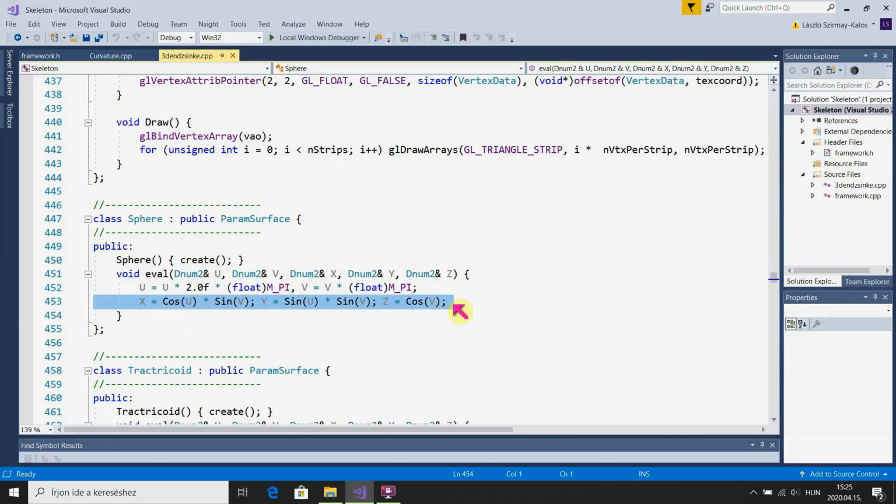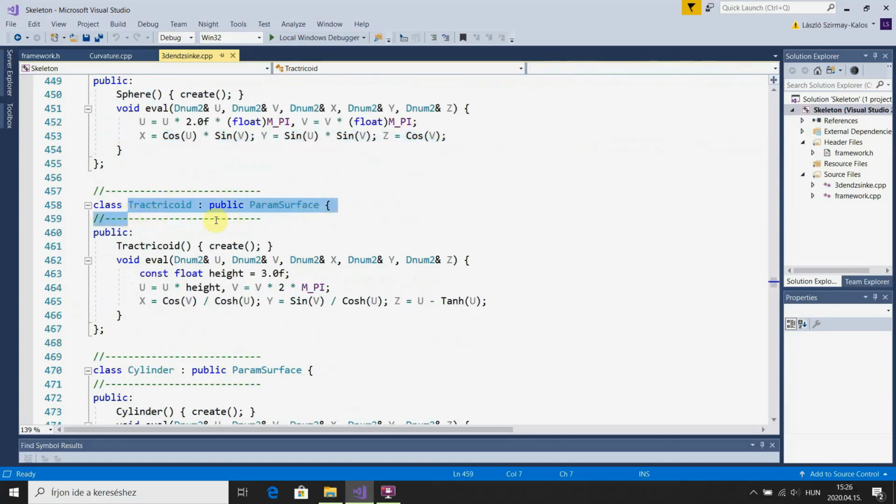We don't have to pay attention to the computation of derivatives. The second example is the trocticoid. Trocticoid is a constant negative curvature surface. It also has a simple equation. It is similar to the sphere in the sense that we have to transform u and v parameters from the unit interval to an interval that meets the requirements of trocticoids. When this transformation is done, we just implement the parametric surface equation of trocticoids. Derivative computation is automatically taken care of by the dual numbers.